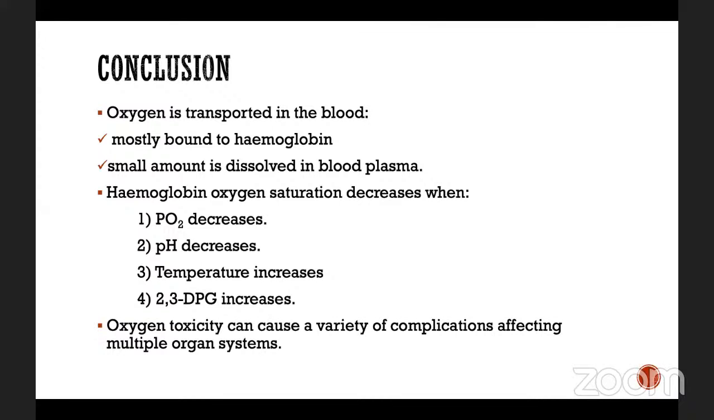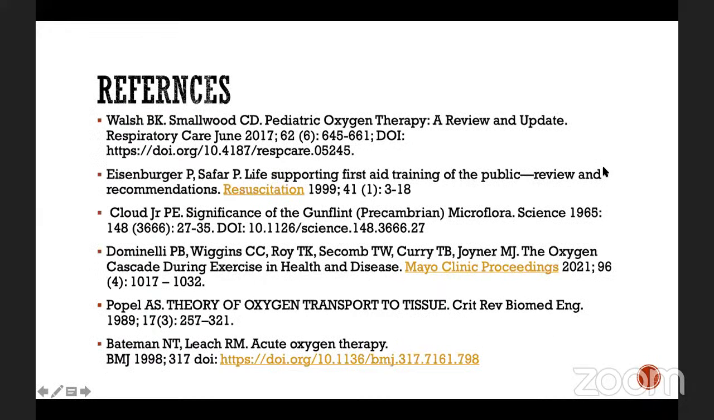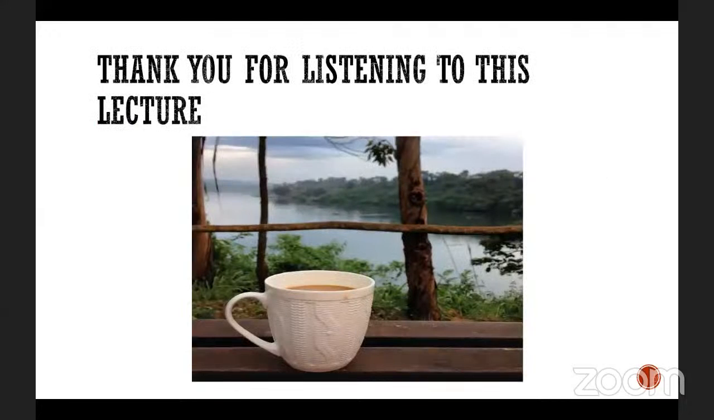Oxygen toxicity can occur when we are managing a patient with high concentration of oxygen, especially more than 70% oxygen, and it can affect different organs of the body. So once we have been able to achieve adequate saturation, the target is to step down to as low as less than 0.5 FiO2 when we are managing our patients. These are my references for this presentation. I want to thank you all for listening to this lecture.